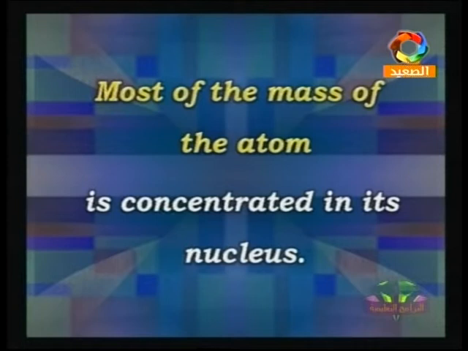For example, one proton equals what? Equals 1,836 electrons in its mass. It's very big. Yes. One proton equals 1,836 electrons in its mass. So the electron is very, very, very small. So most of the mass of the atom is concentrated in its nucleus.